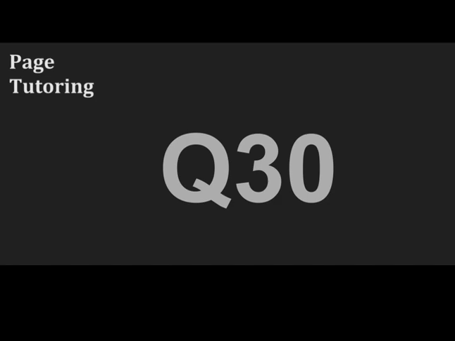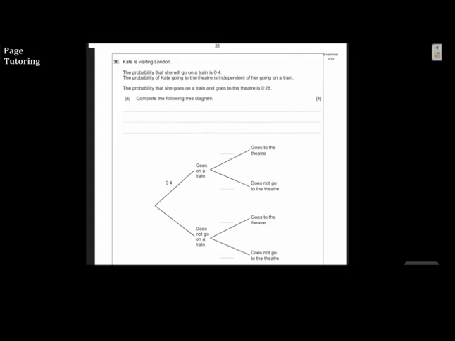Question 30. This one's multiple parts, and straight away we can see there's a probability tree. The question states, Kate is visiting London. The probability that she goes on the train is 0.4, which we can see on our probability tree already. The probability Kate goes to the theatre is independent of her going on a train. All that means is, regardless of whether she goes on the train or not, there's no dependency there.